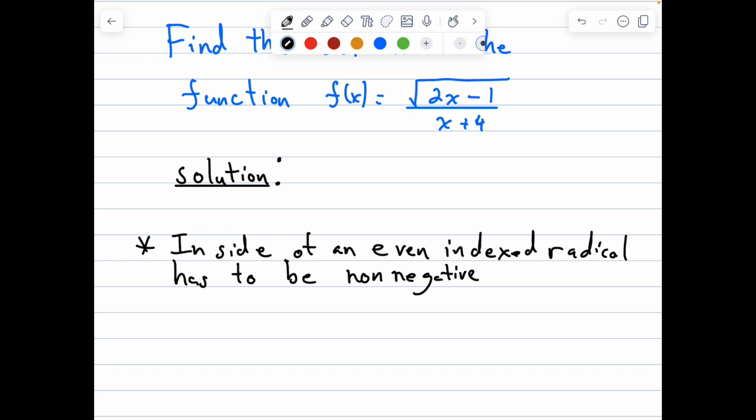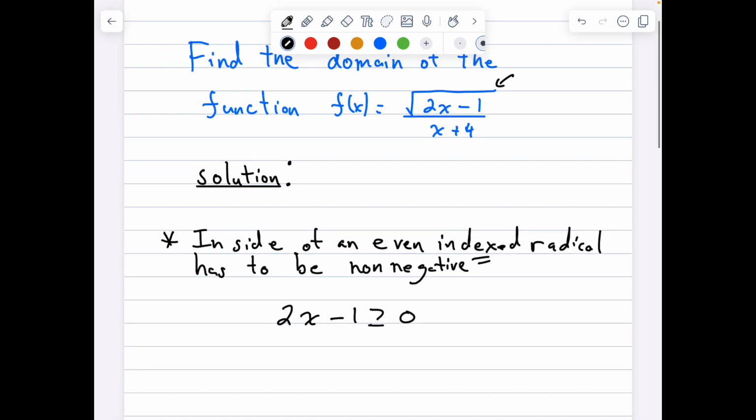So again, I notice the square root, and the inside has to be non-negative, which in other words means that 2x minus 1 is greater than or equal to 0. And the index here, by the way, is the number that you see on the radical. So you have 2, 4, 6, 8. That's what I'm saying when I say even index radical. If this was an odd number up here, like 3 or 5, then we have no restrictions. So that's the first restriction that we have.